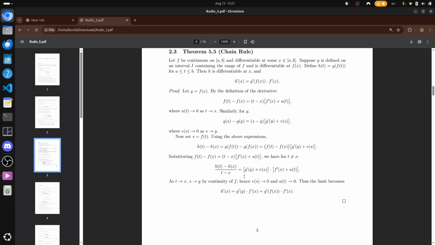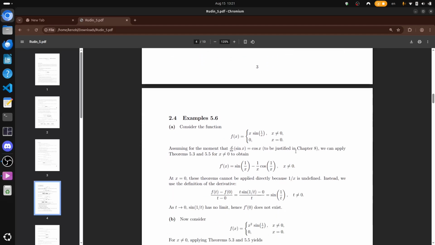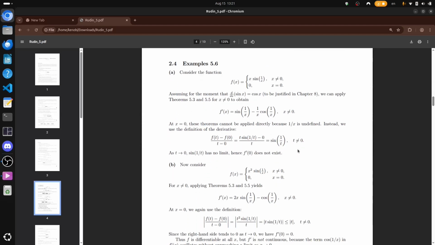Now as t goes to x and s goes to y, these are going to become 0 because they're the remainder terms, right? And when we let them go to 0, the limit becomes a derivative, so we don't really need them anymore. Thus, the limit becomes h prime of x equals g prime of y times f prime of x, equals g prime of f(x) times f prime of x. So that completes the proof. We have the following examples.